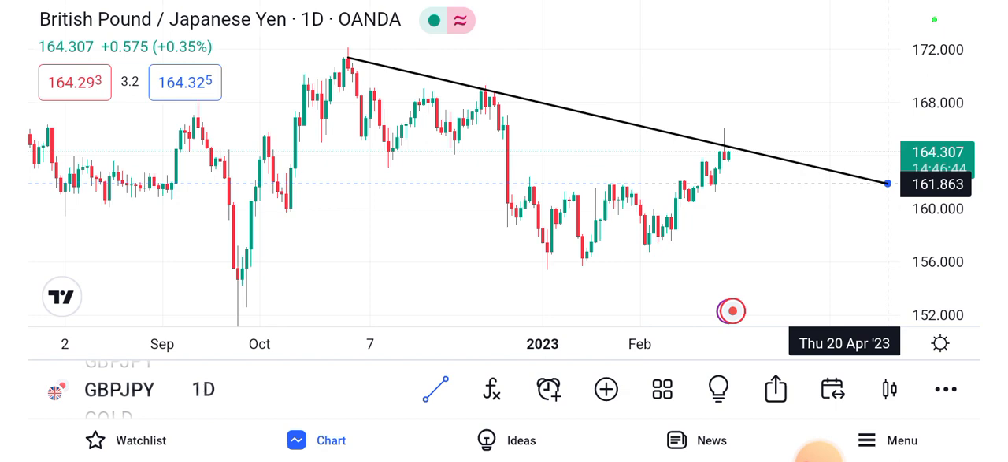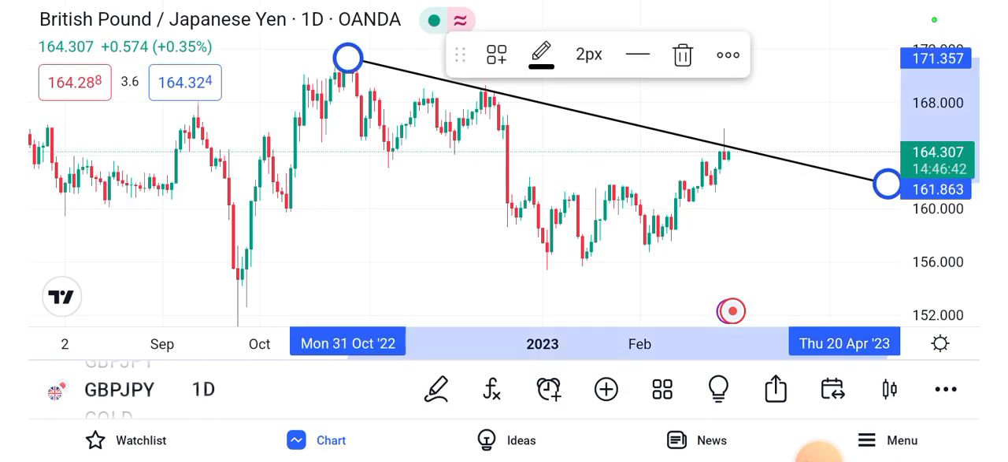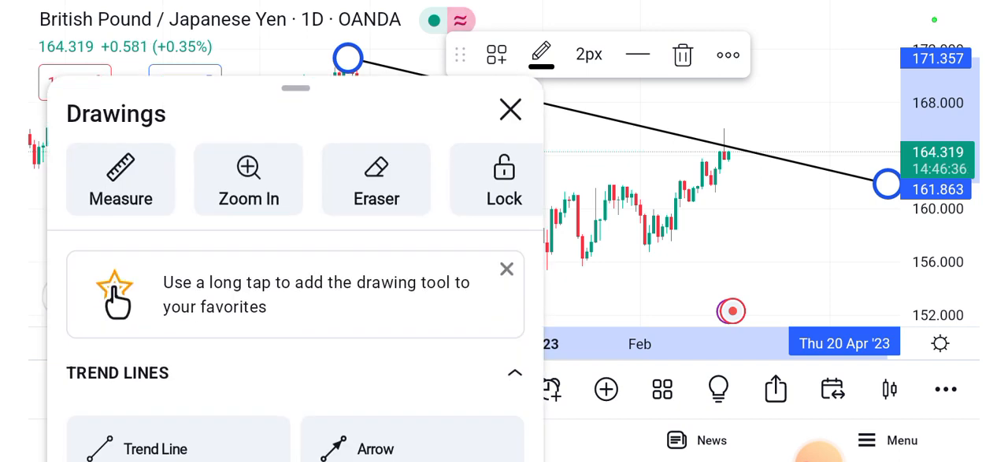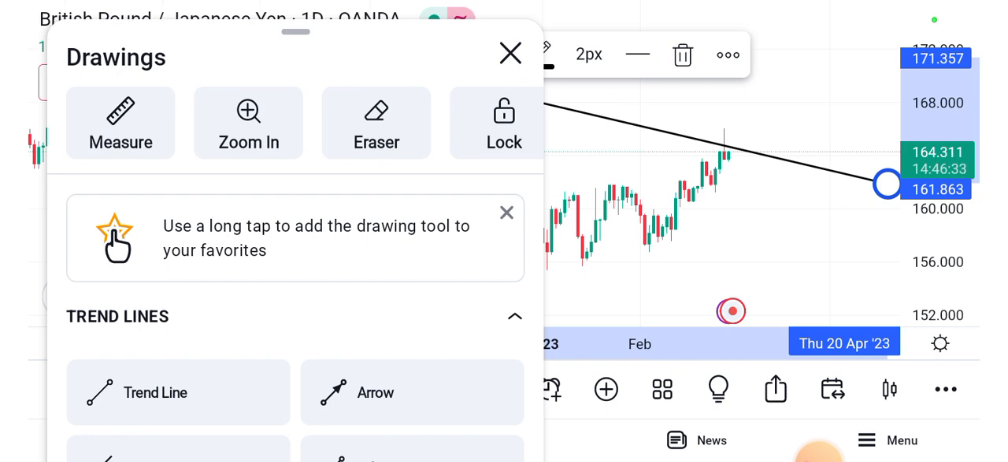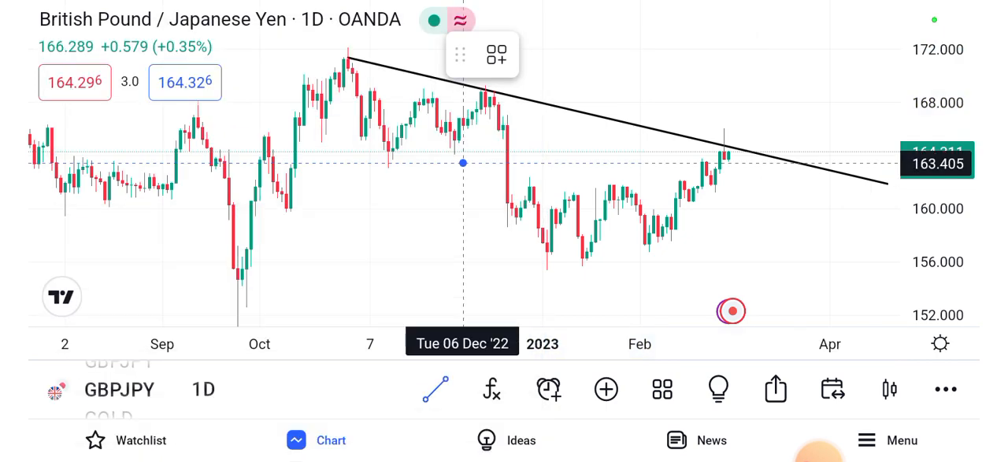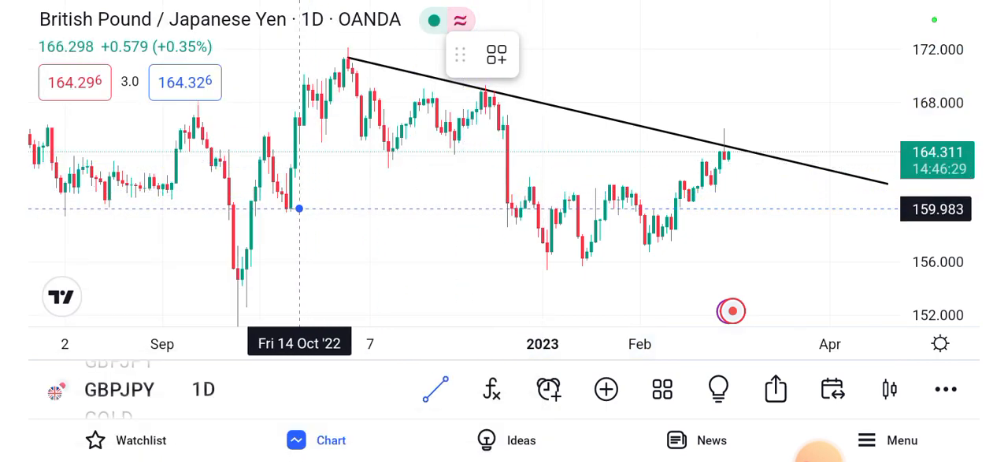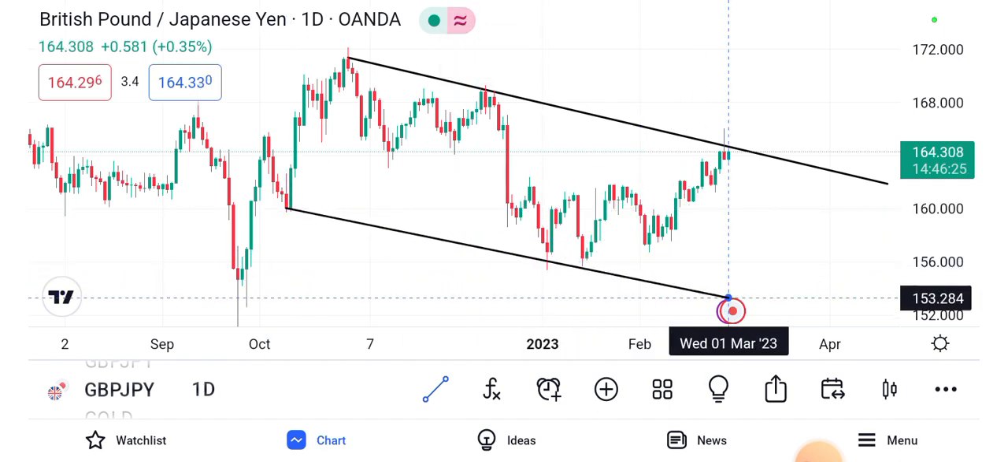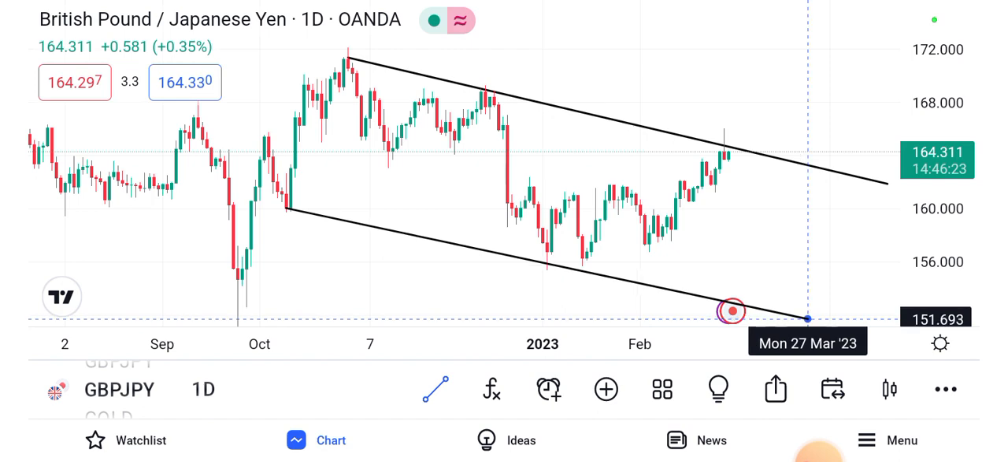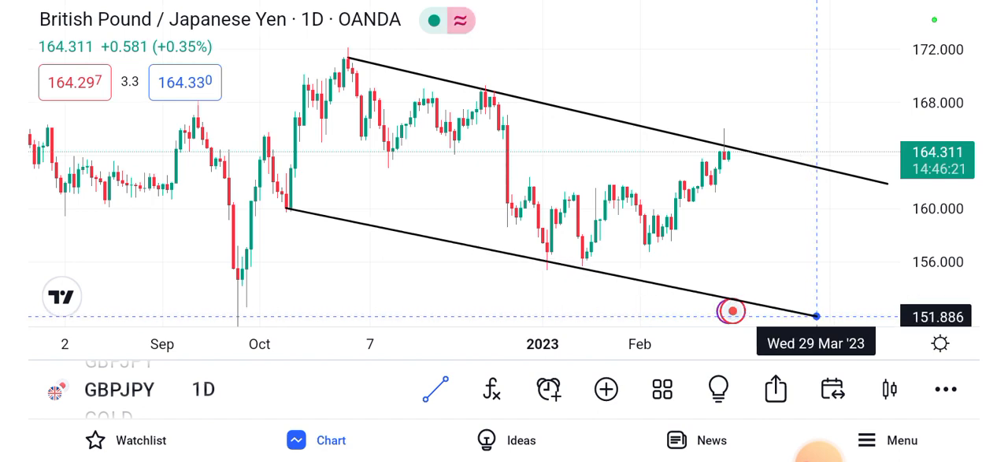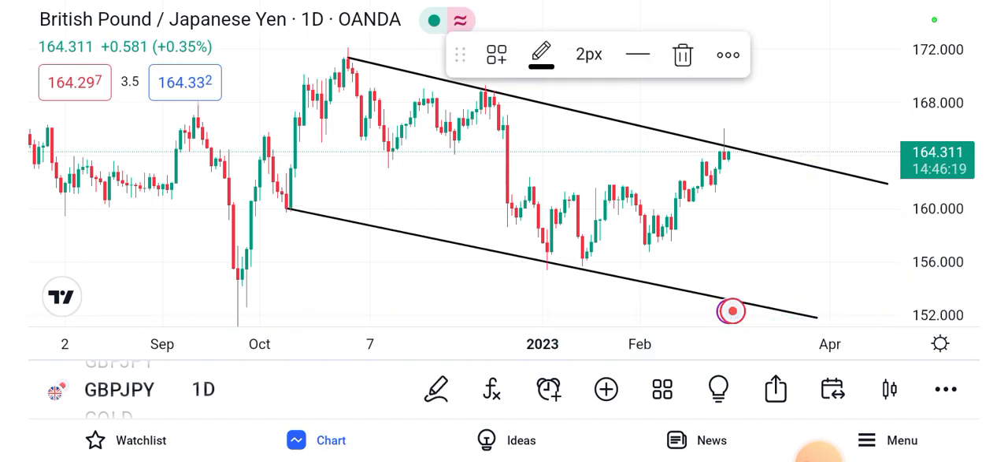Basically what I'm making here is a channel from the trend. That is why I'm using trend lines, guys. Now I'm going to align my lower lows, right? And as you can see, guys, we have a few touches there and there.